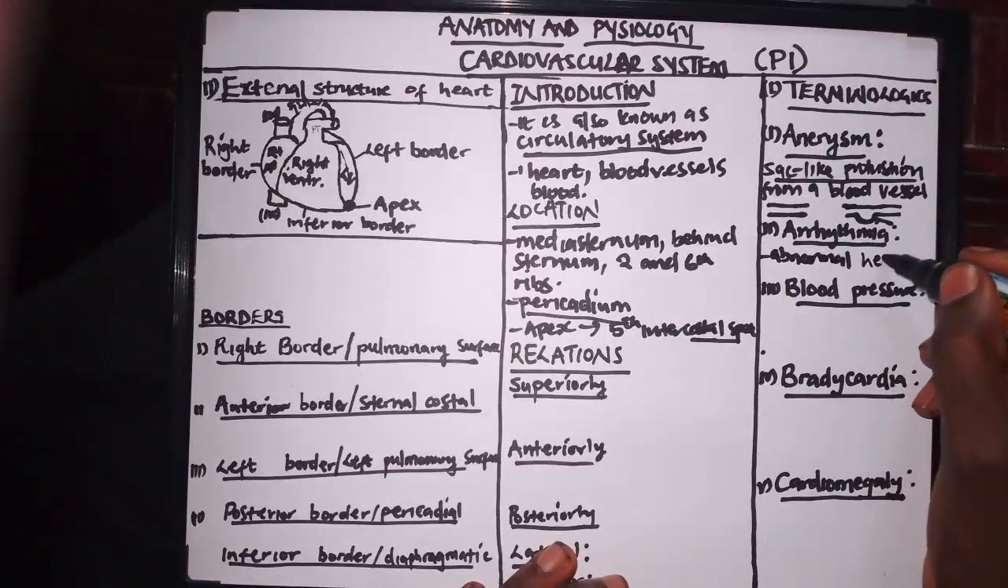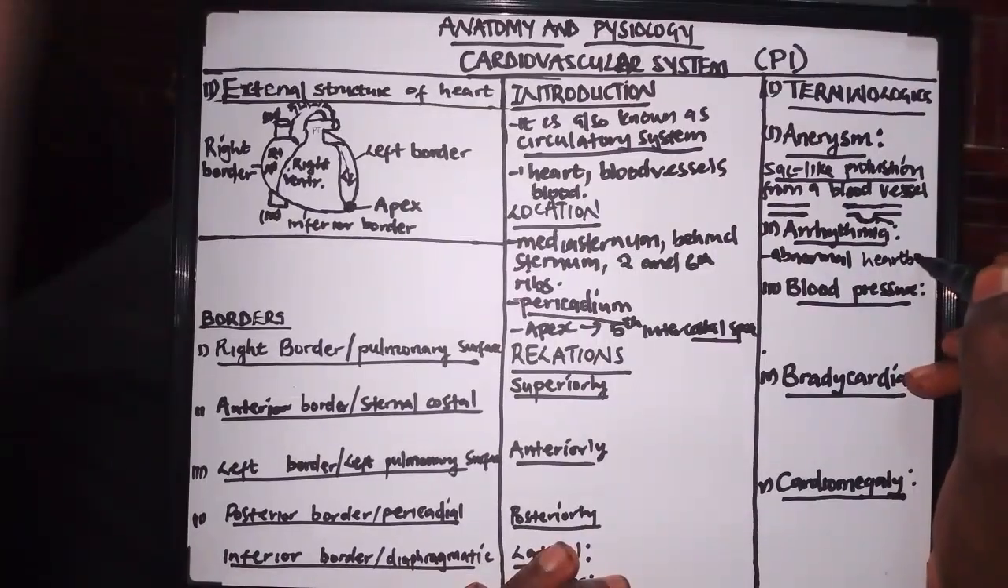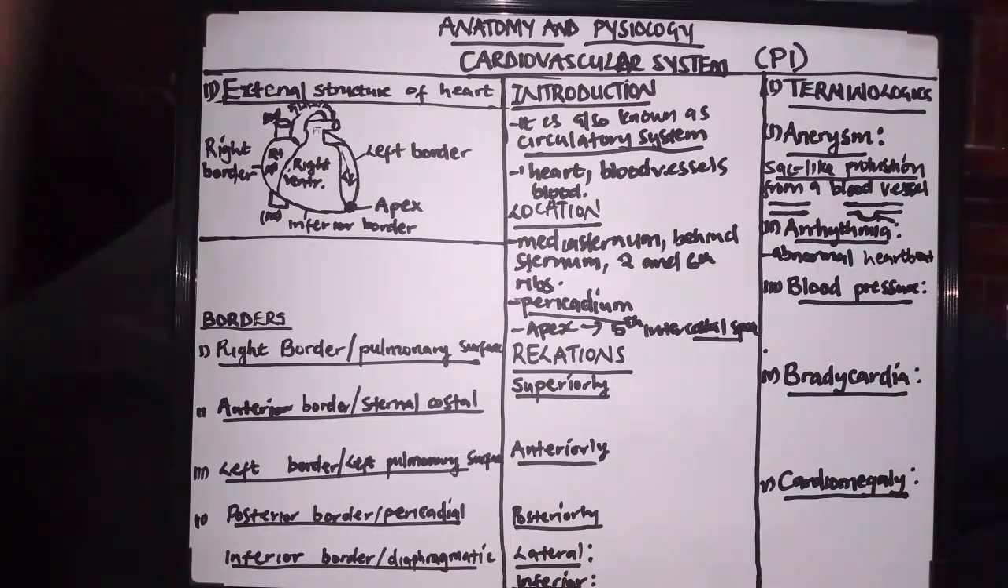Abnormal heartbeat. Yeah, so when we talk about arrhythmias, these are just abnormal heartbeat. Then the next term which we need to understand is the blood pressure. So what is blood pressure? Blood pressure is the pressure exerted by the heart in pumping blood. Or it's just the pressure of blood in the arteries.